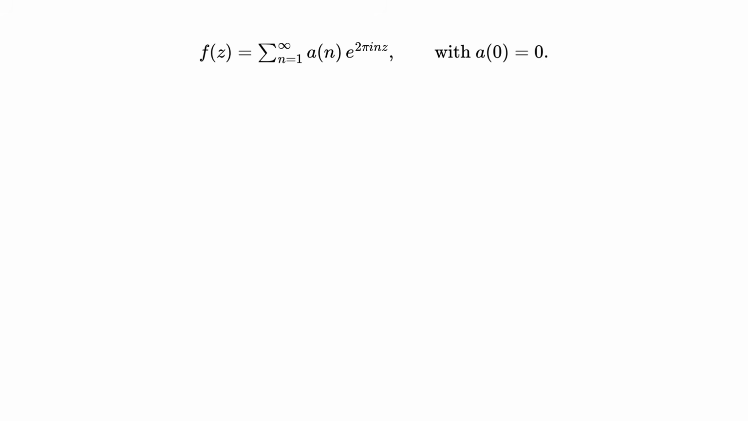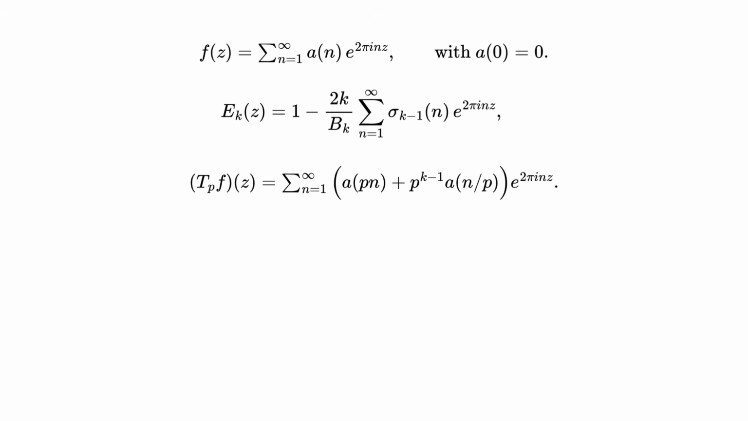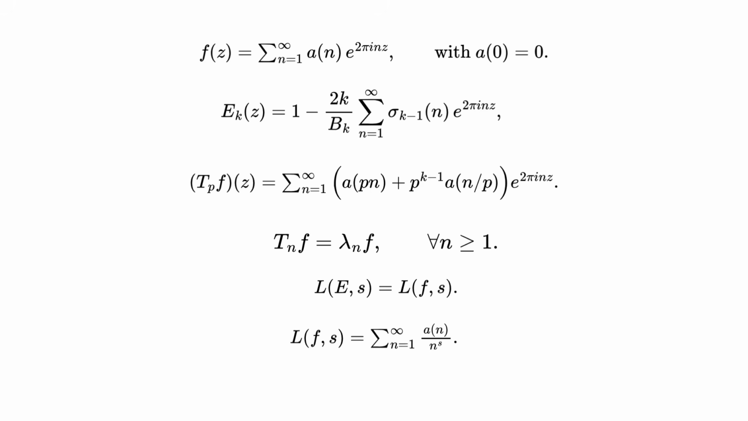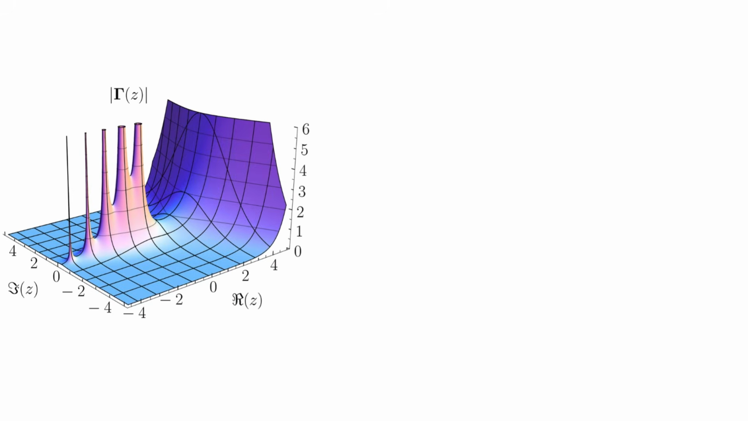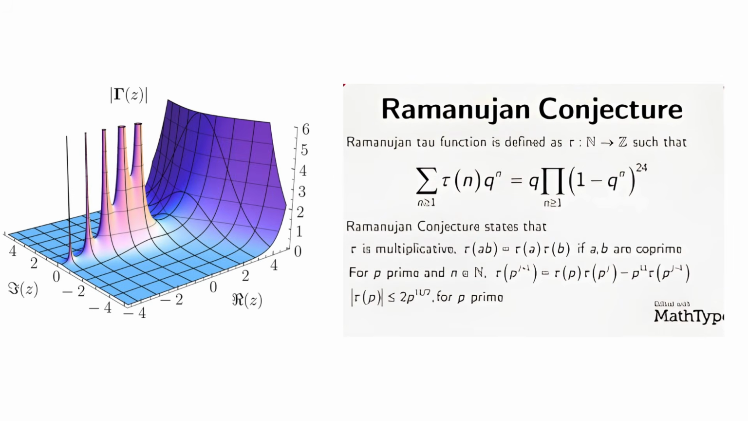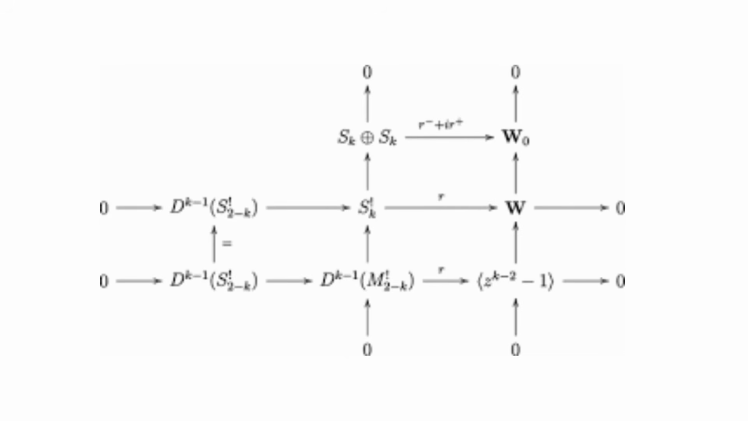From this arise notions such as cusp forms, Eisenstein series, Hecke operators which act on spaces of modular forms and reveal multiplicative structure, newforms which are eigenforms for all Hecke operators, and the connection between modular forms and elliptic curves through the modularity theorem. It also addresses L functions associated to modular forms, the Ramanujan-Petersson conjecture, congruences between modular forms, and the Eichler-Shimura isomorphism linking modular forms to cohomology.